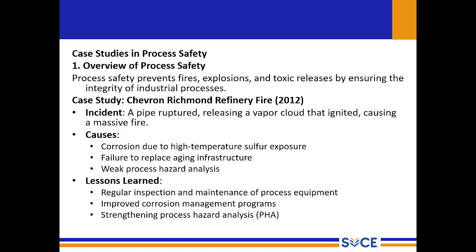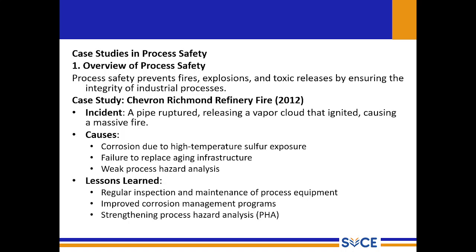The Chevron Richmond Refinery Fire incident happened on August 6, 2012 at the Chevron Richmond Refinery in California. A carbon steel pipe in a crude oil processing unit ruptured. This caused hydrocarbon vapor to be released, which ignited and resulted in a massive fire. Over 15,000 people sought medical treatment due to exposure to toxic smoke, because the fire lasted for several hours, producing a thick smoke cloud that impacted the surrounding community.